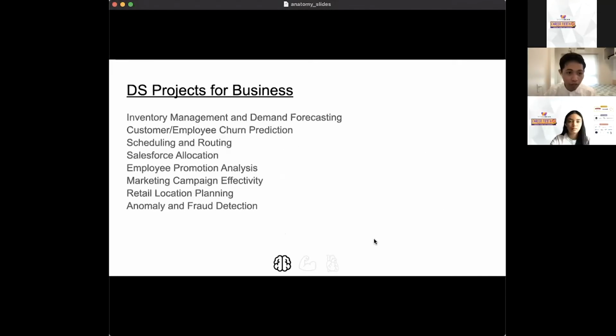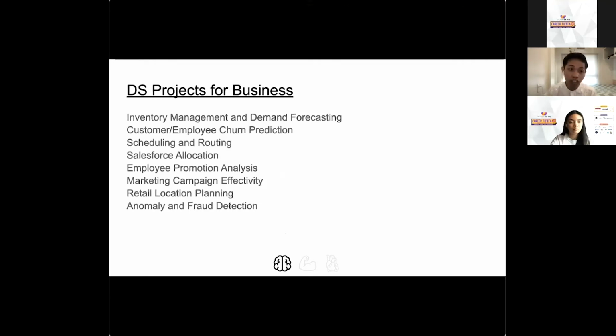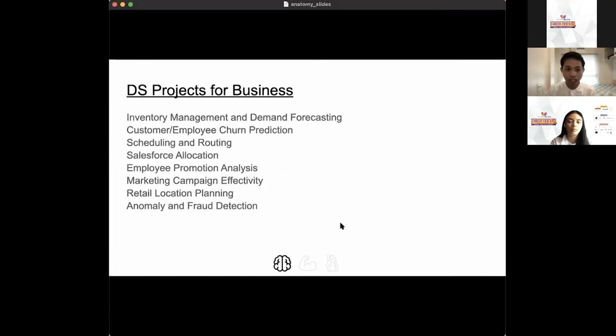Here are some of the few projects that I do with the company. So inventory management, demand forecasting, so simple prediction algorithms that you already know from your statistics, churn prediction, scheduling and routing optimization problems, salesforce allocation, so demand supply, promotion analysis, campaign effectivity using statistics, retail planning, and fraud detection, okay, using machine learning algorithms and clustering models.